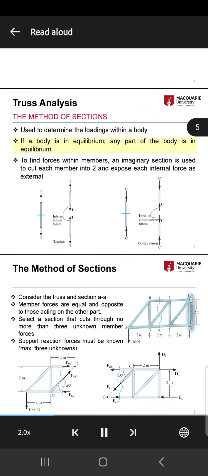Truss analysis. The method of sections is used to determine the loadings within a body. If a body is in equilibrium, any part of the body is in equilibrium. To find forces within members, an imaginary section is used to cut each member into two and expose each internal force as external. This is the method of sections.